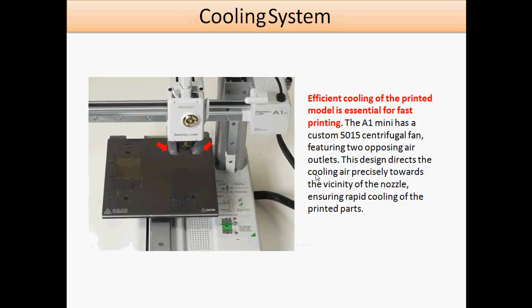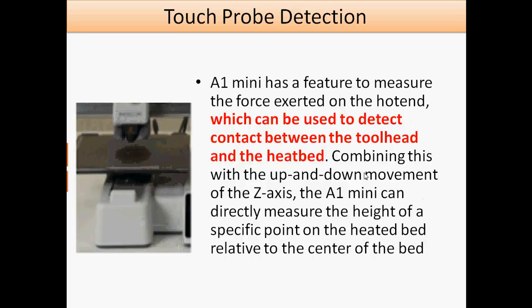Next we are going to discuss the cooling system. Whenever maximum heating occurs, a cooling fan is required there. For rapid cooling, we get fast, efficient cooling, and then fast printing will be possible. That is provided by the cooling systems.